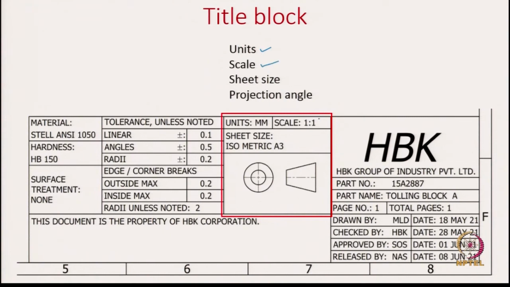For example, here you can see we mentioned the scale is 1:1, which means full size, and we also note which drawing sheet we have used. We mentioned that we are using A3, and this is the projection angle. From previous lectures we know, since this trapezoidal shape is the front view and this is the left side view, this is drawn in third angle projection.